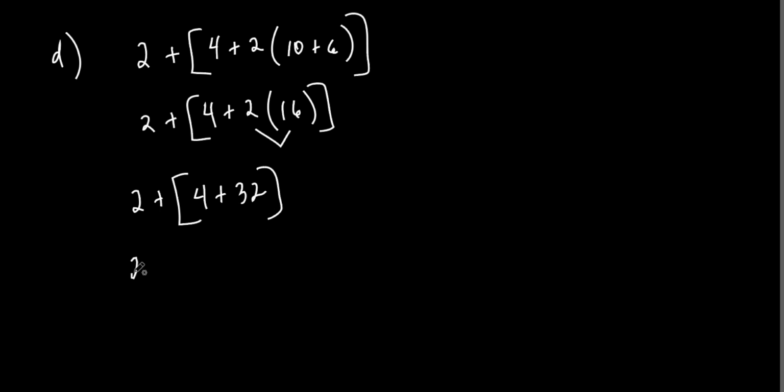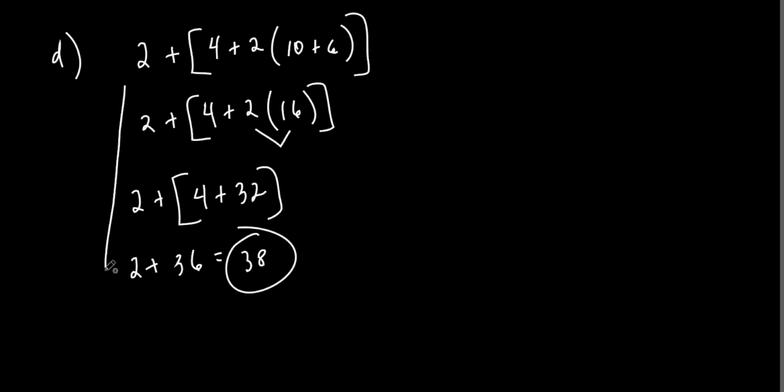All right, but we'll do it. 2 plus what? 36. 2 plus 36 is 38. And there you go. That's how you do it. And that's how you show your work. Okay? Show your work when you can. Not every problem can you show your work, but when you can show it, make sure you do it.